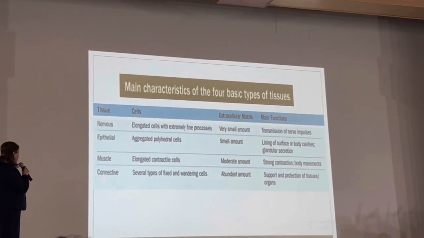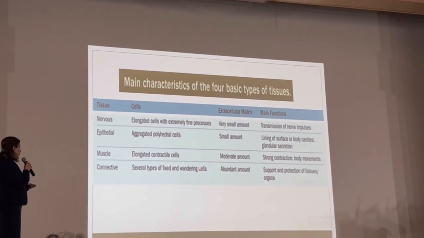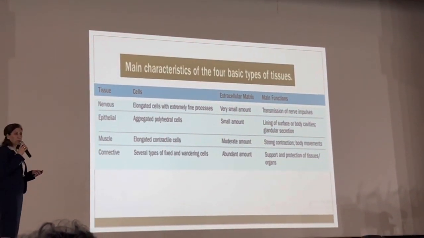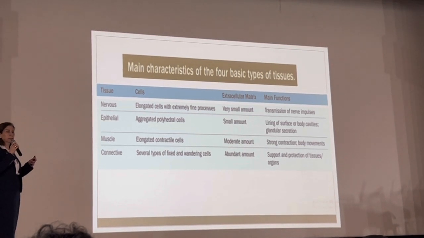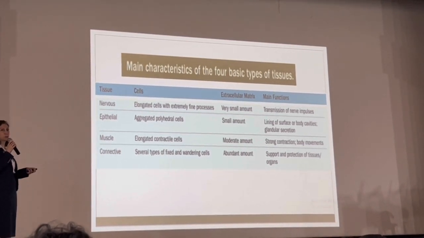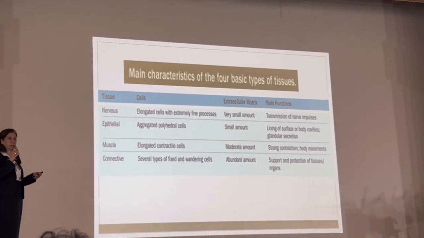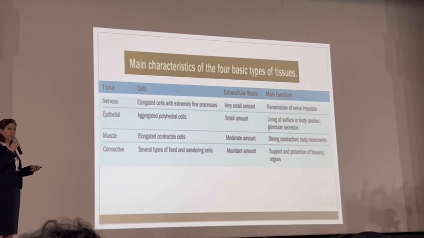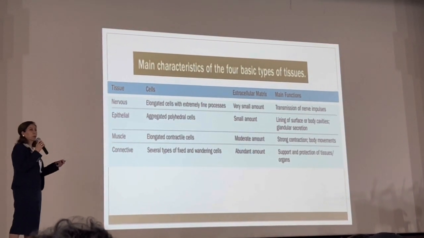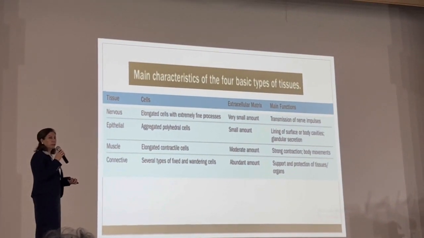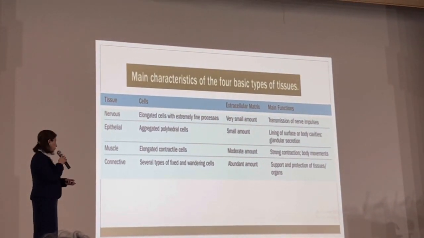And lastly, we have the connective tissue. It has several different types of cells. It's a variety, with different shapes and different characteristics in the cells. We will mention them later on in the upcoming weeks in the study of the connective tissue.